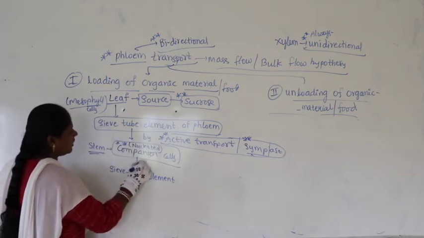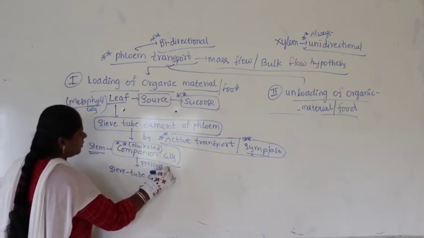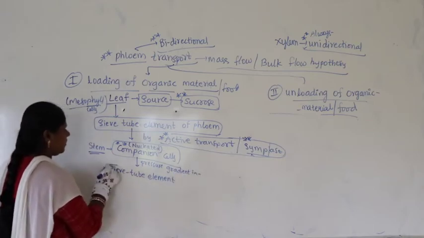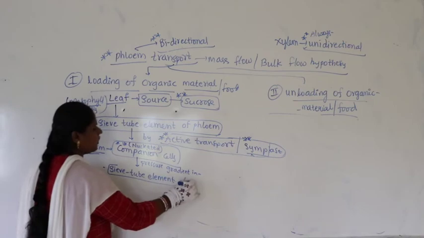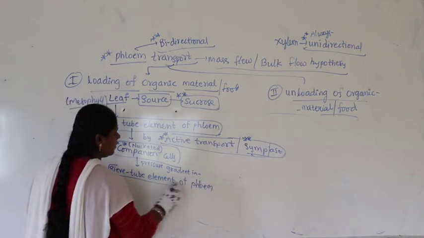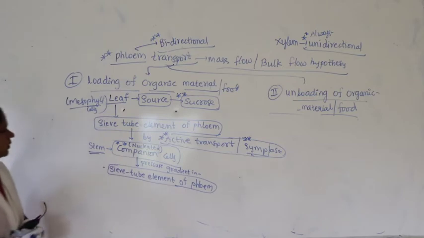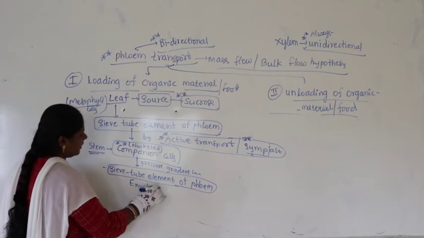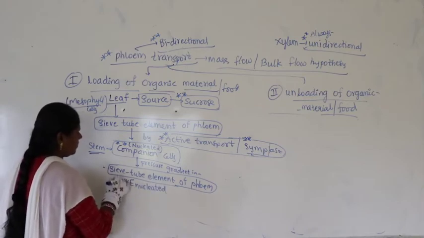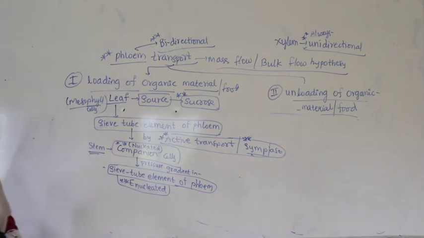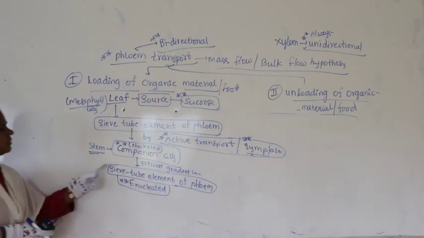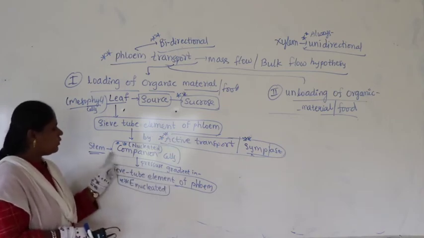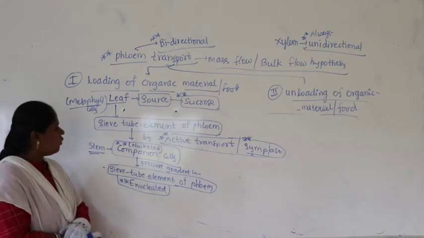So they develop a pressure gradient in the sieve tube elements, the sieve tube element of the phloem. And remember, the sieve tube element is enucleated. So companion cells develop a pressure gradient in the sieve tube element. Slowly the food enters into the sieve tube element of the phloem.